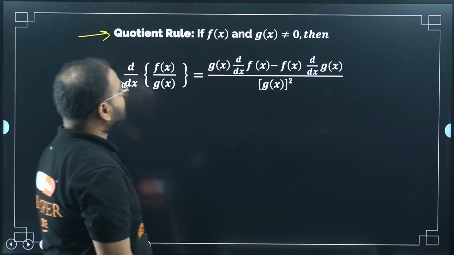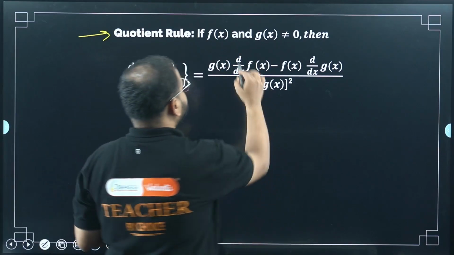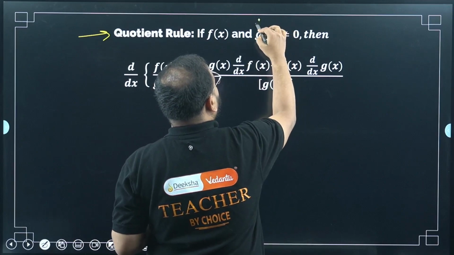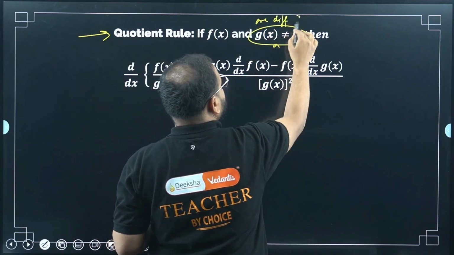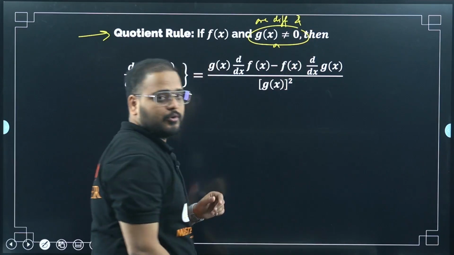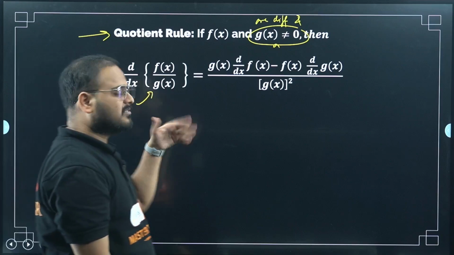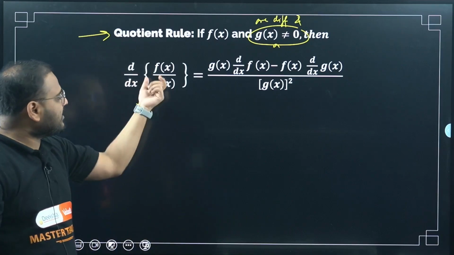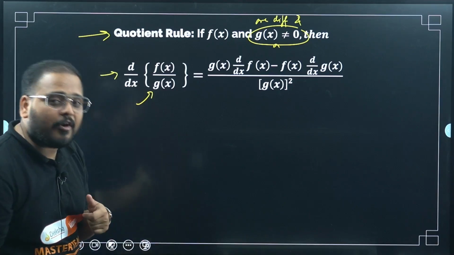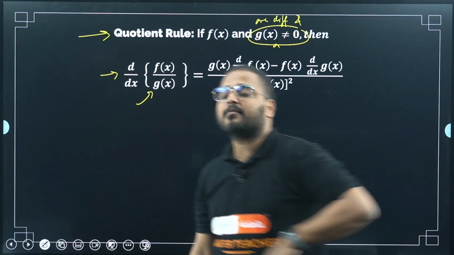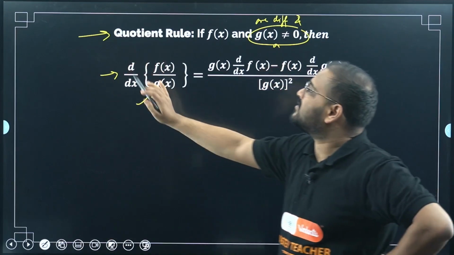Quotient rule. If f(x) and g(x) are differentiable and g(x) is not equal to 0. Why, sir? Because if you check here, it's in the denominator. If it is 0, the function will become undefined, right? So f(x) by g(x), if it's given like this, and we are asked to find the derivative of this function, this is called the quotient rule.